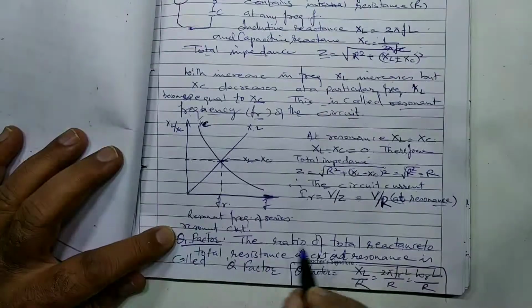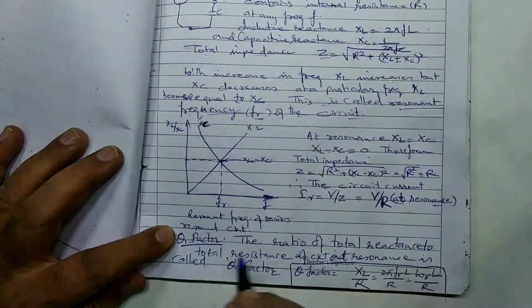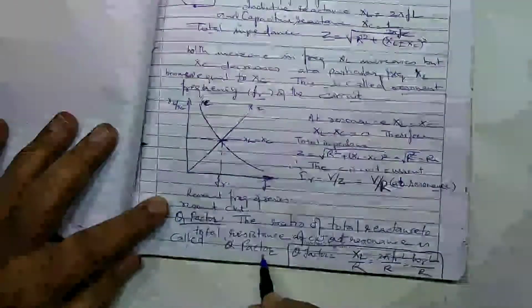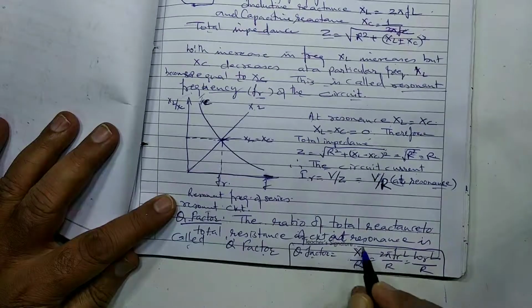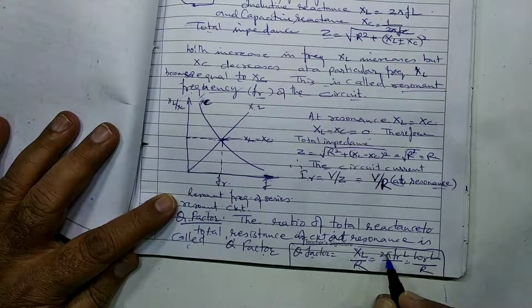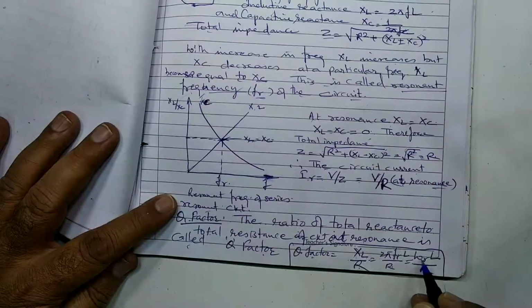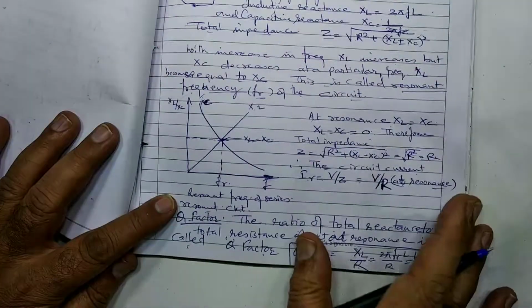Q factor. The ratio of the total reactance to the total resistance of the circuit at resonance is called Q factor. Q factor is equal to XL upon R, that is equal to 2 pi FR L by R, that is equal to omega R L by R.